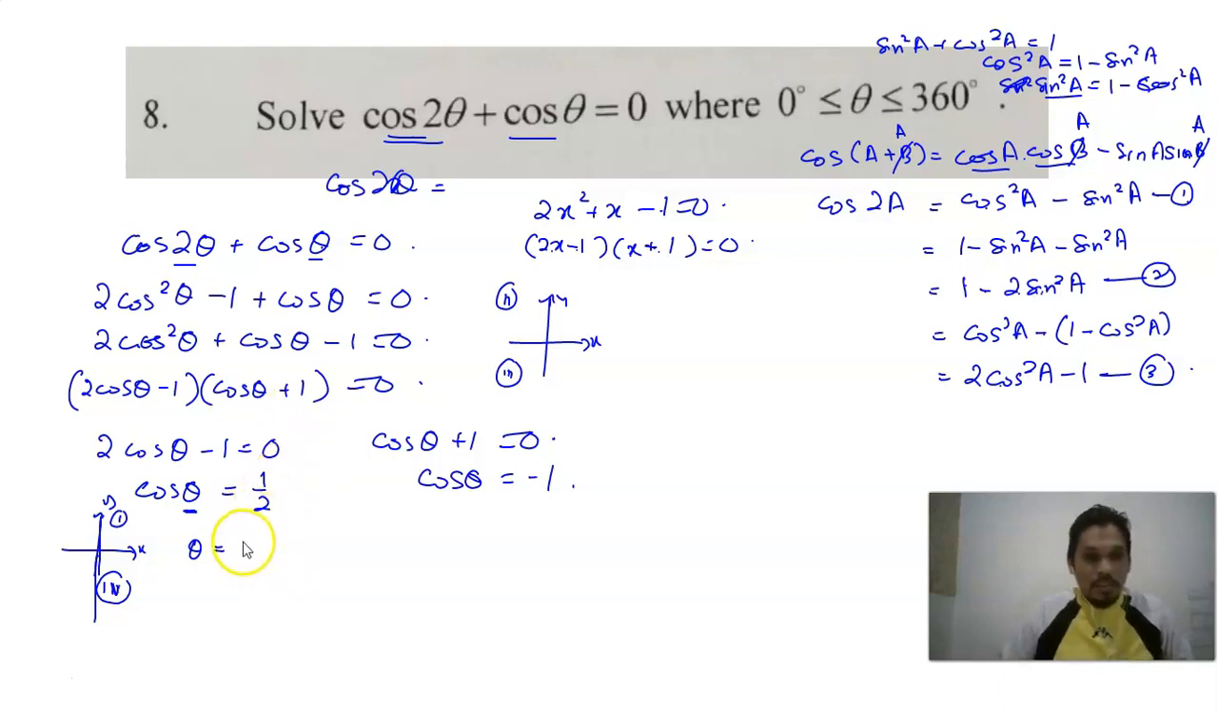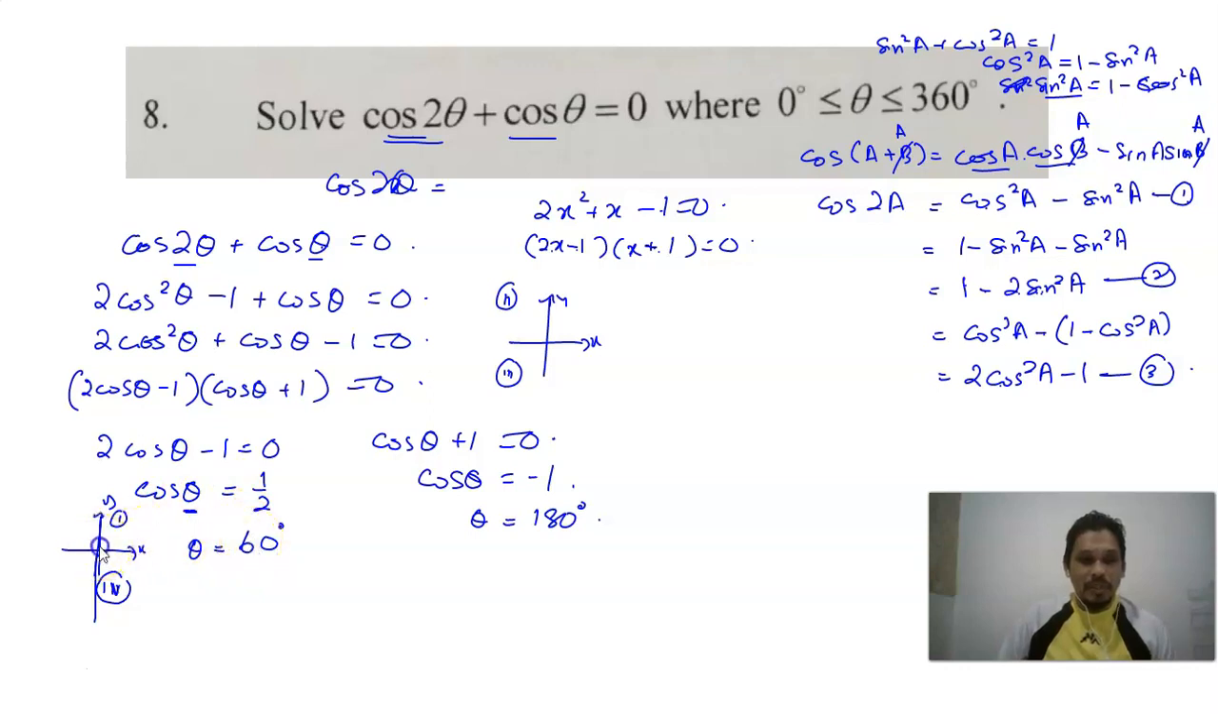Which is 60 degree. And theta equals arc cos of -1, which equals 180 degree. Okay, so now the basic angle of cos theta equal to positive is 60.